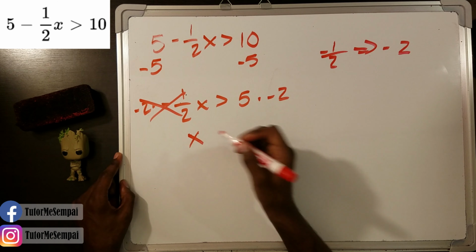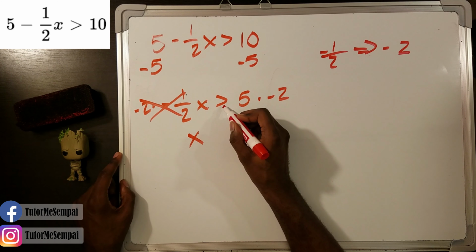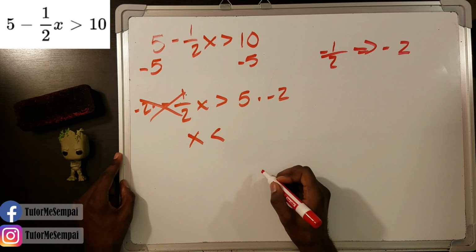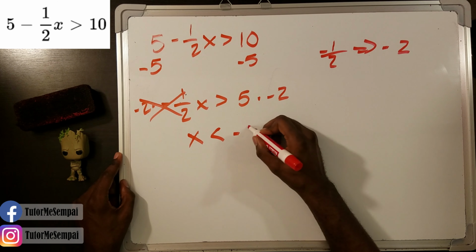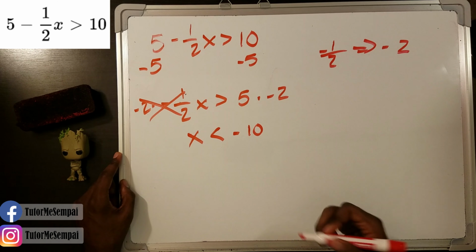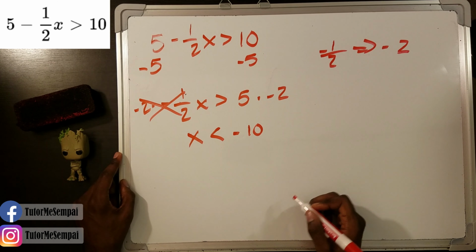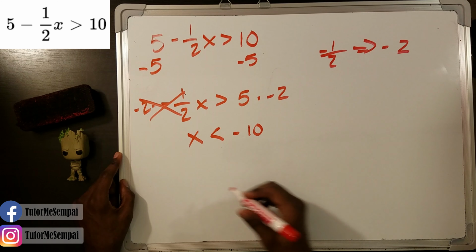So you have x... Well, remember, it was a negative, so we're going to swap this, and then this becomes a negative 10. So now we've solved it, right? But now we want to graph it as well.